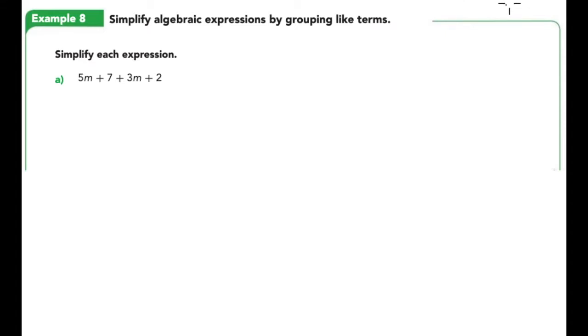In this example, we're going to be simplifying algebraic expressions by grouping like terms, and this is nothing different than what we've already been doing, except now there are more pairs of like terms in the expression. So for our expression, we have 5m plus 7 plus 3m plus 2. And before we actually group our like terms, we have to identify what our terms are.